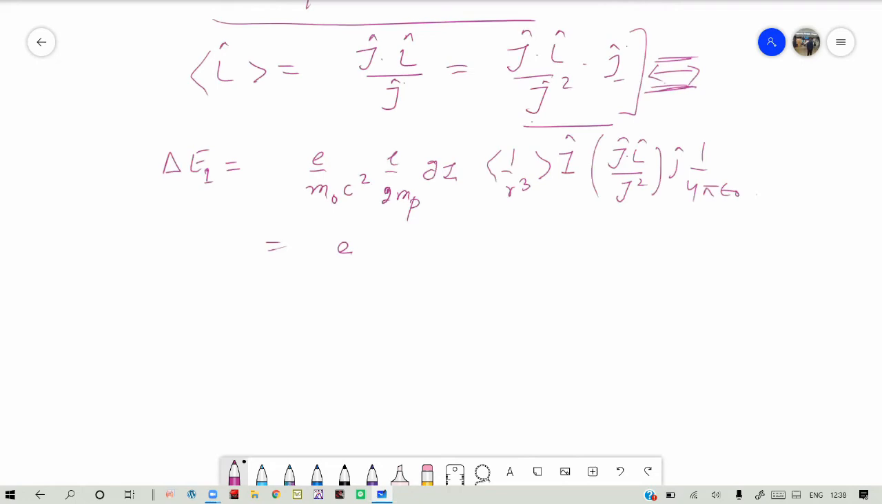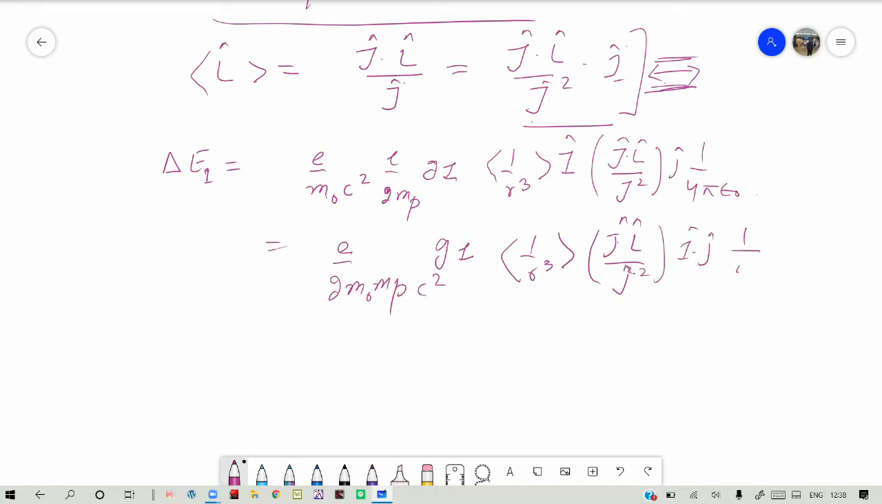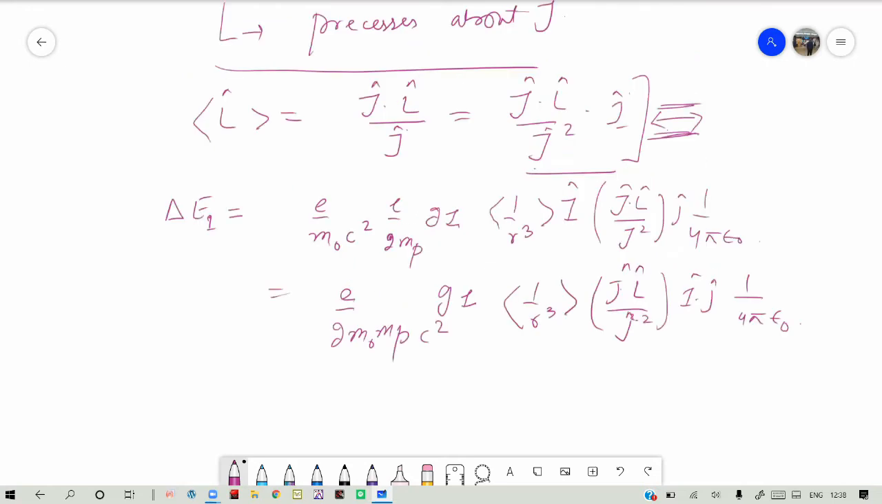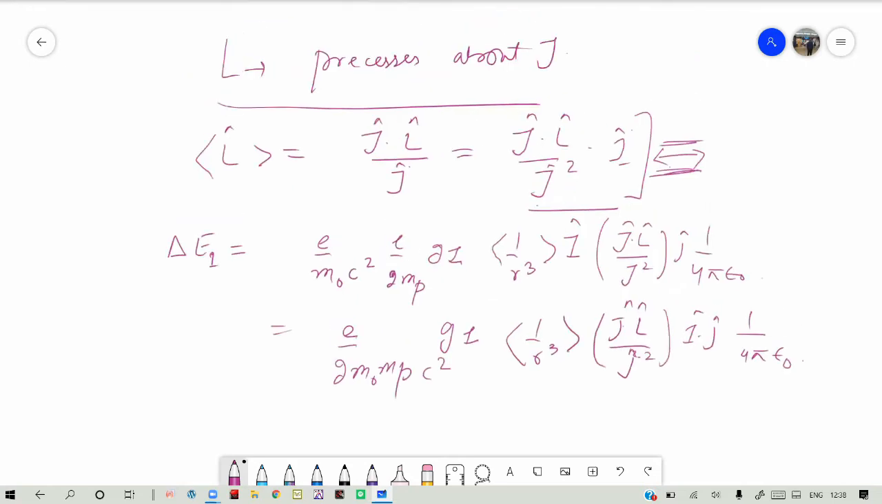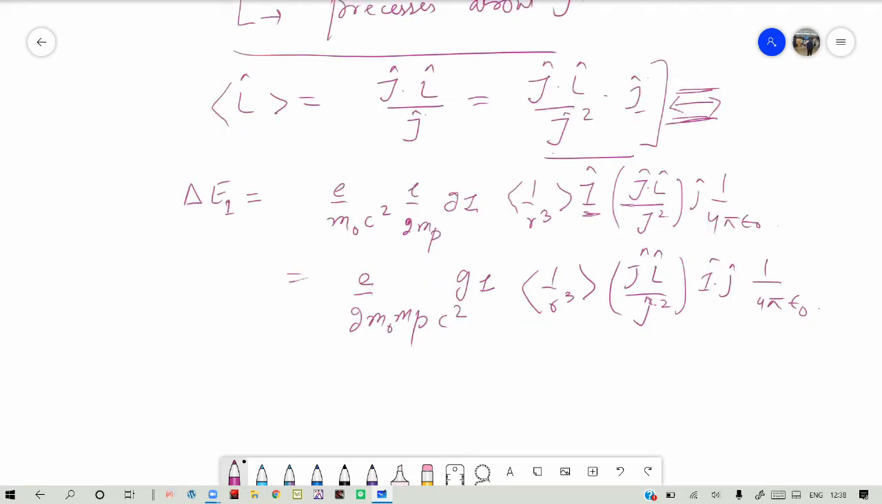So we can write it as E by 2m naught mp c square, gi, 1 by r cube, J dot L upon J square, I dot J, the interaction between I and J. I will be from spin and J will be from the electron. Yeah, this is I, this is J. This is I dot J.